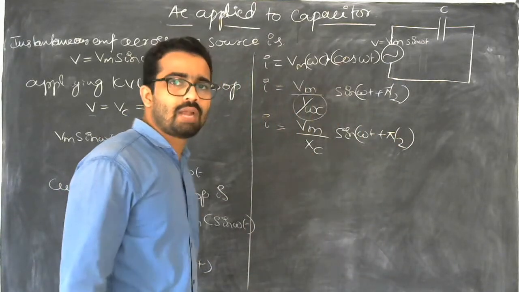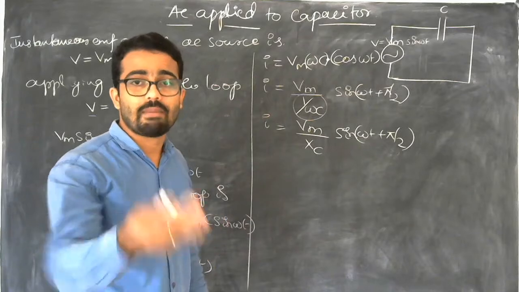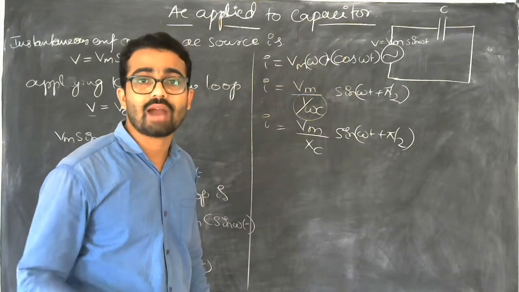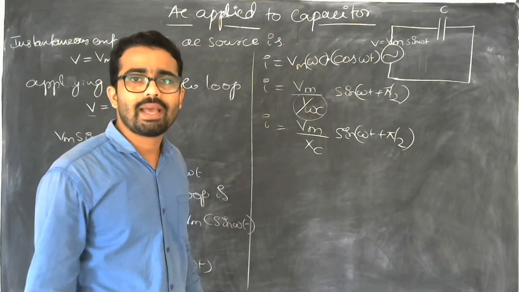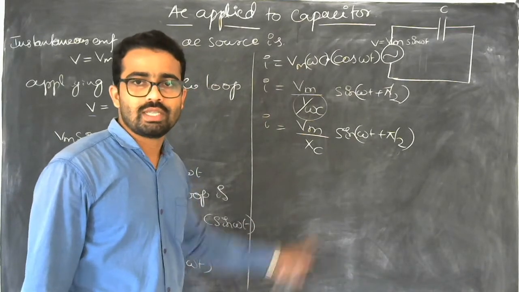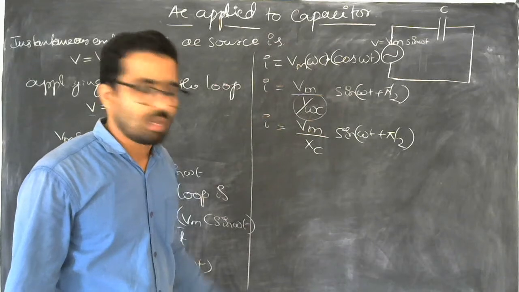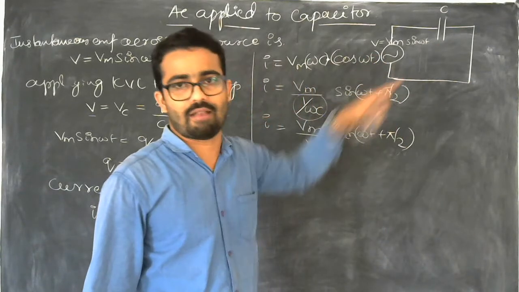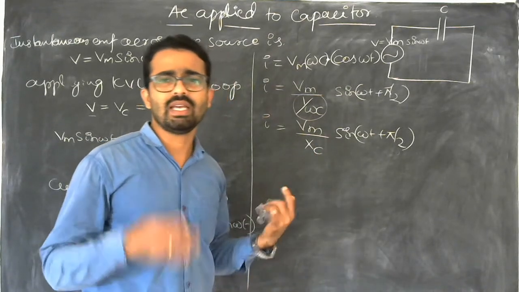And X is a similar kind of term you have seen while deriving the case when AC is applied to an inductor. So here Xc is called capacitive reactance. Remember, I'm repeating, it is called capacitive reactance. So capacitive reactance means what? It is nothing but a resistance. How to define it then? Capacitive reactance is the resistance offered by the capacitor to the current flowing through itself.